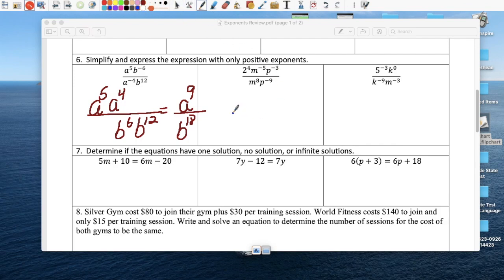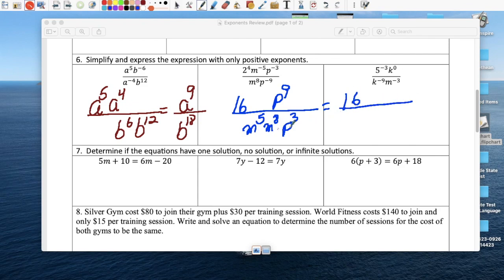Next one, let's do it in parts. 2 to the 4th, well, the 4 is a positive exponent. There are no coefficients downstairs, no other number, so it's just 2 to the 4th. So 2, 4, 8, 16. So 2 to the 4th, we're going to rewrite that as 16. Let's do the m. M to the negative 5 goes down here. M to the 8th stays, because it's already positive. P to the negative 3 is negative, so it's going to go down. P to the negative 9th power is negative, therefore it goes up. Not simplified yet, so 16, there's nothing else to do.